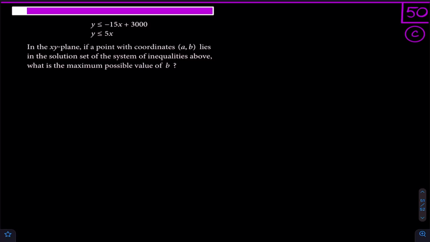So we are on problem 50 now. This problem says, in the xy plane, if a point with coordinates a comma b lies in the solution set of the system of inequalities above, what's the maximum possible value of b?